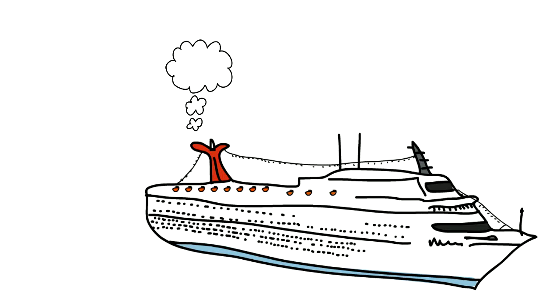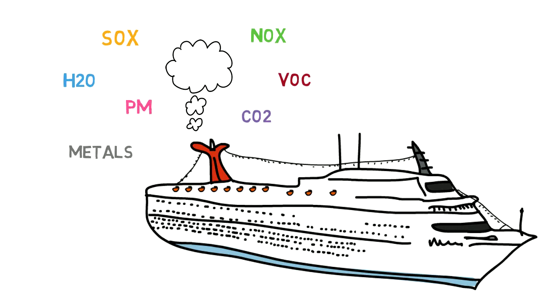This happens due to the burning of the hydrocarbon fuels and results in emissions of substances such as sulfur oxides, nitrogen oxides, carbon dioxide, water vapor, organic compounds, trace elements such as metals, and particulate matter, which are tiny particles smaller than 10 microns, about 1/10 the diameter of an average human hair.